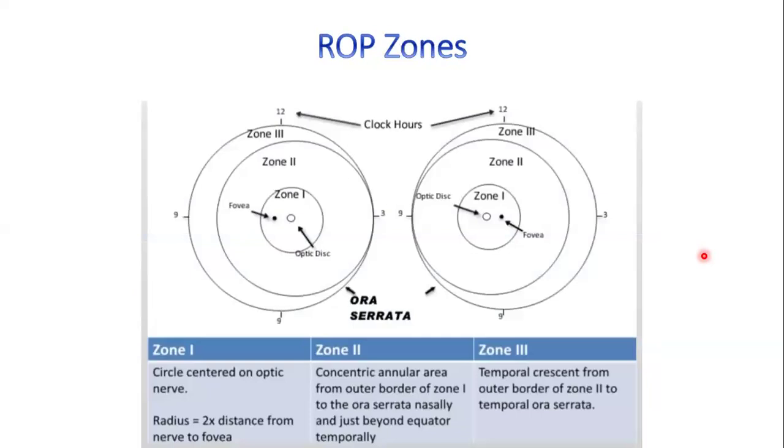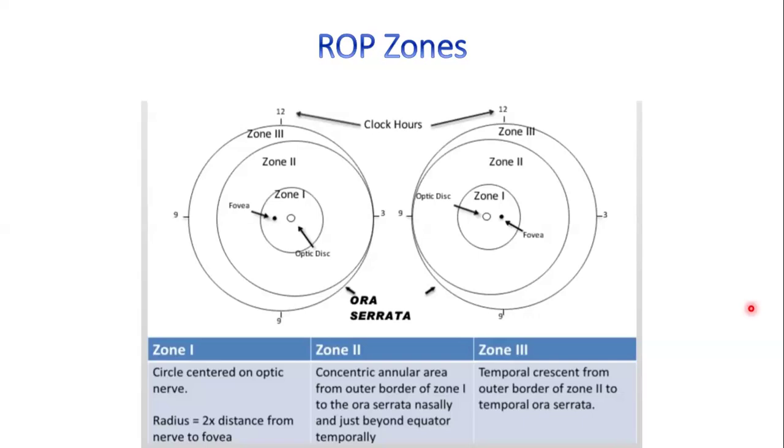So coming to ROP stages, can anyone volunteer? Stage one, line of demarcation, then there is ridge formation, then extravascular proliferation, then retinal detachment, first subtotal, then going to total RD. Exactly. Only in the subtotal we have two subclasses.